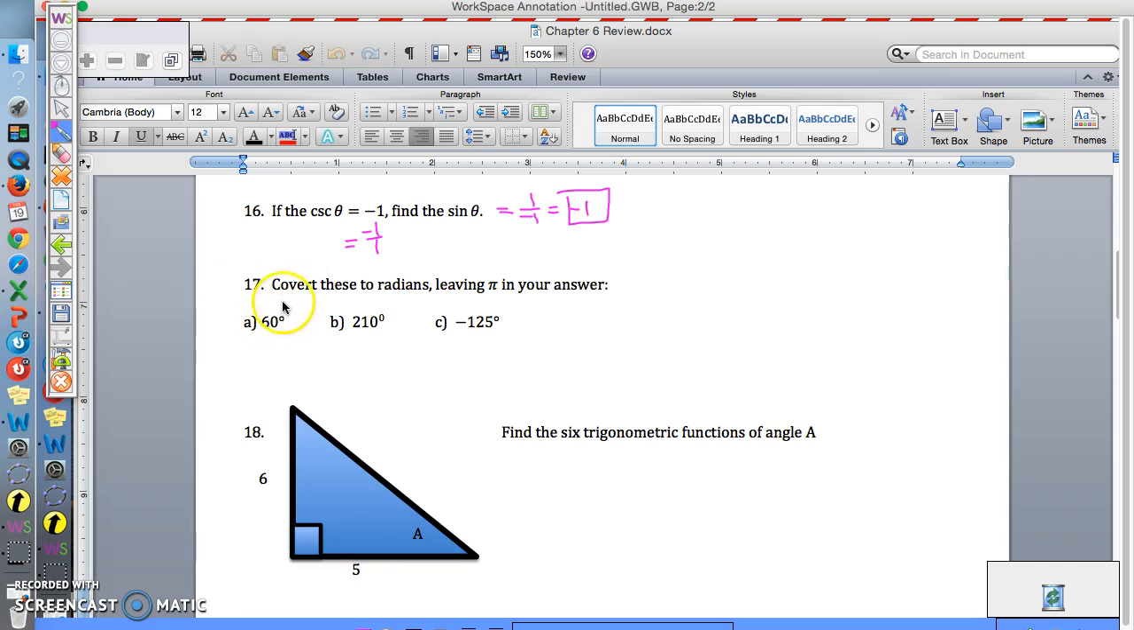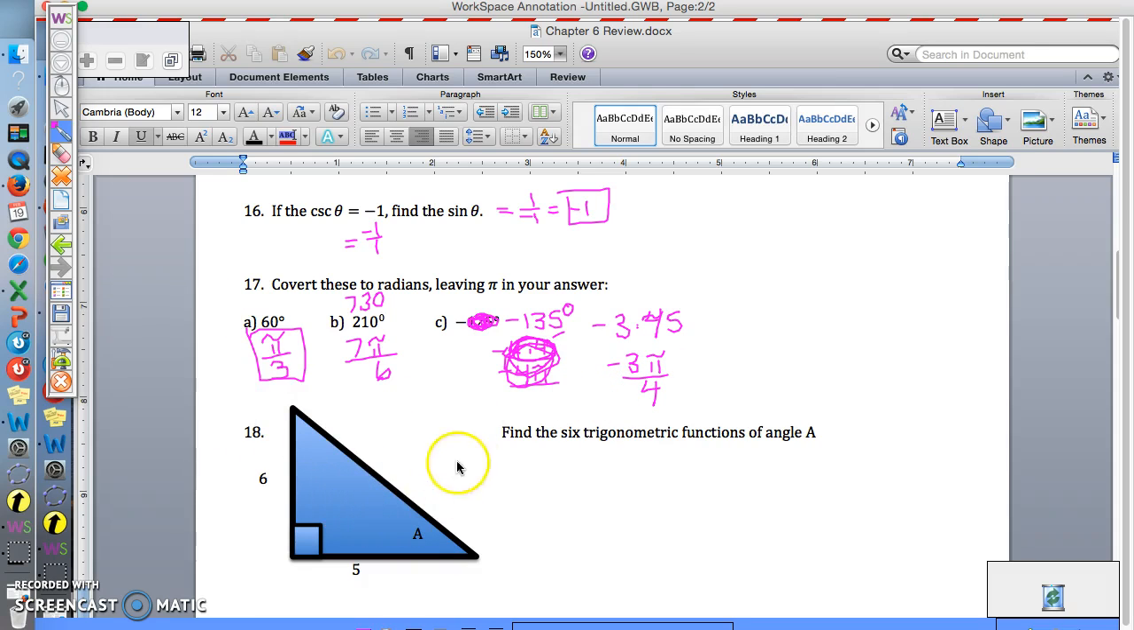Convert these to radians. Well, 60 degrees, well, that's pi over 3. 210, that's 7 times 30, so we know it's 7 times pi over 6. And let's make this -135 degrees instead of a unit circle value. So this is -4 times 45. So you have -4 pi. That's not 4, this is 3, -3 times 45. So you have -3 pi over 4.